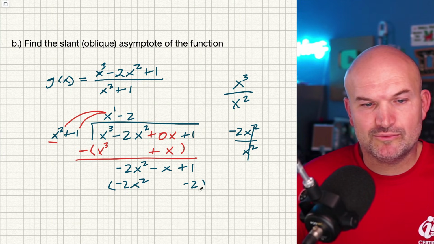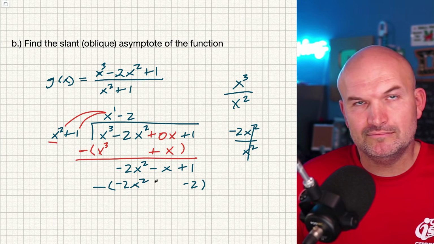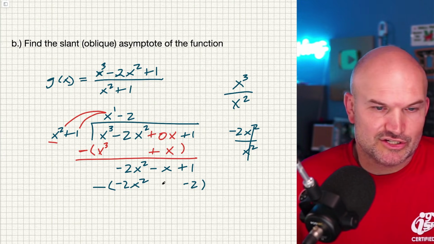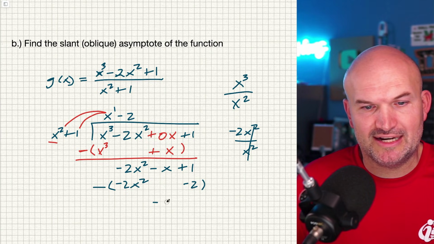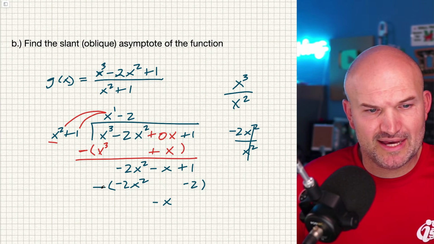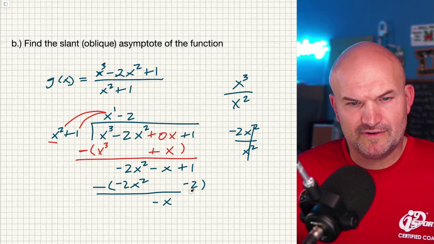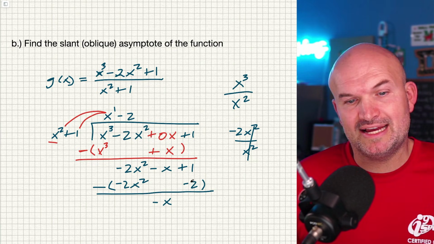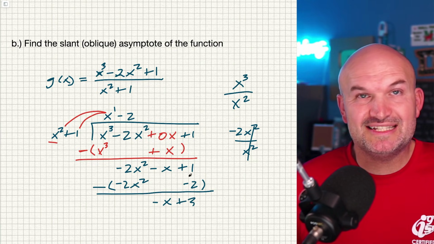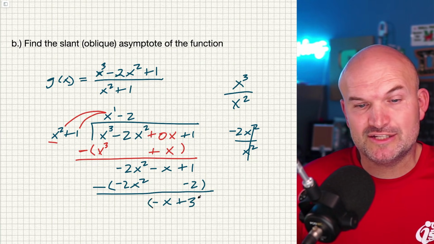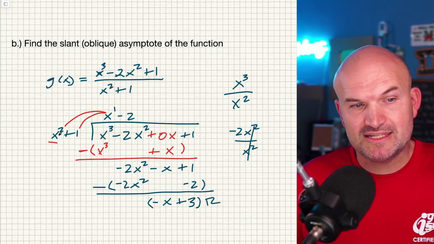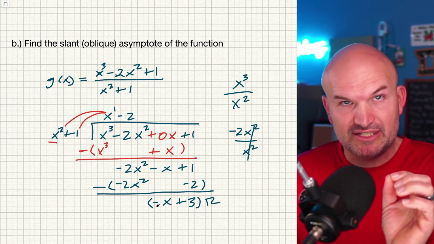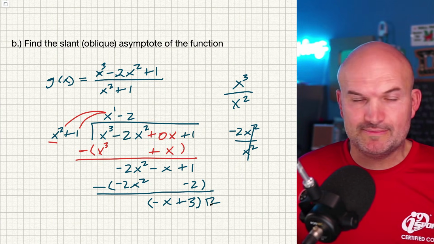And then you could subtract your rows, but what's going to happen again is minus a 0x is just going to leave you with a negative x. And then I forgot to do this: 1 minus a negative 2 is going to be a positive 3. But in this case, guys, it doesn't really matter because this is going to be your remainder. My x squared does not evenly divide into this negative x, so this is going to be a remainder.